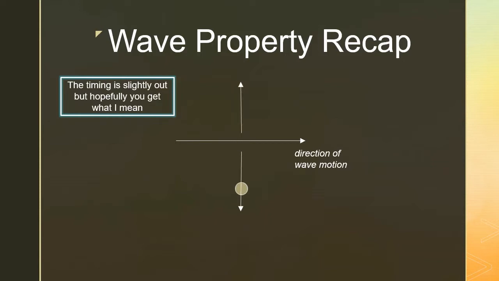So we might, for example, go start, stop. So that was from the bottom to the top and back again. Or we might go start, stop. And so that was from the middle to the bottom to the top and back to where it started. So that's one full oscillation.